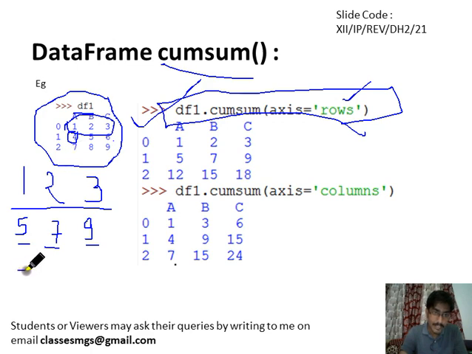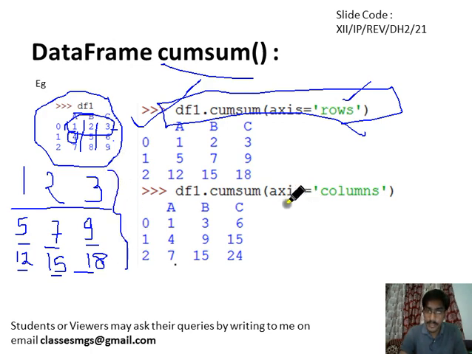And for writing the value at that position, you add all the previous values. 7 plus 4 plus 1, what is the value, 12. For 8 plus 5 plus 2, 8 plus 5 is 13, 13 plus 2 is 15. So the 15 will be printed like this. For this particular position, 9 plus 6 is 15, 15 plus 3 is 18. So it will perform the row wise sum.